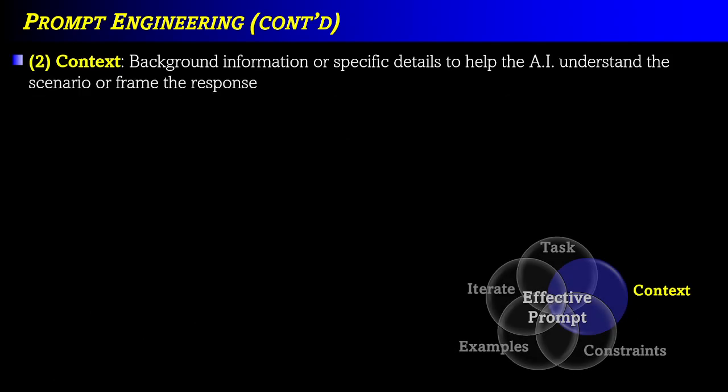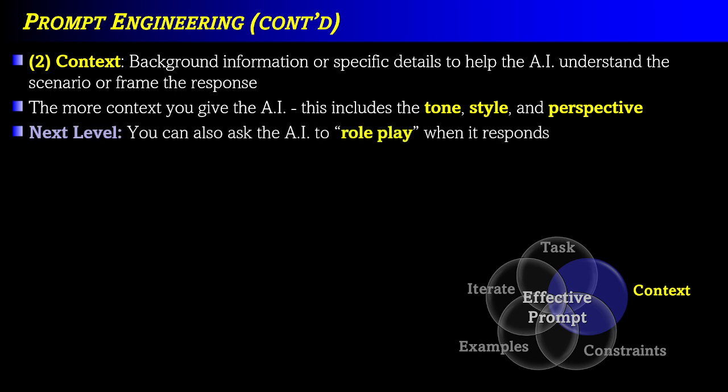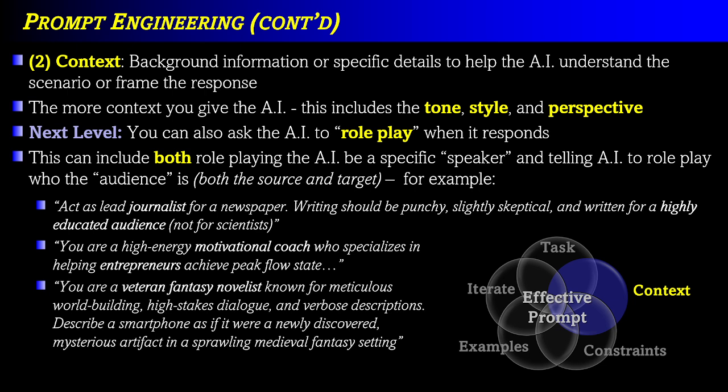The second tip is context. This would be background information or specific details to help the AI understand the scenario or frame the response. The more context you give the AI, which could include the tone, the style, and the perspective. Taking that to the next level, you can also ask the AI to role play when it responds. This can include both role playing the AI being a specific speaker and telling the AI to role play who the audience is, so both the source and the target.